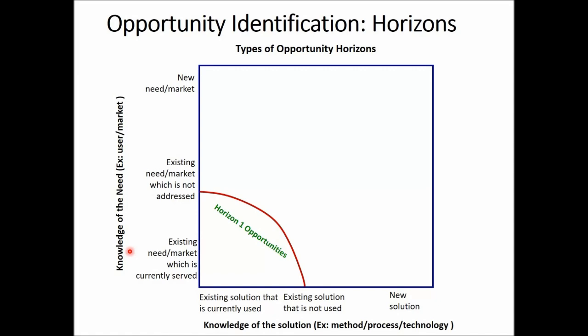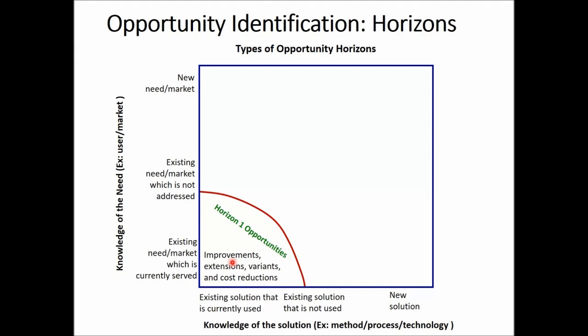Now, horizon 1 opportunities, if you look here, horizon 1 opportunities lie in the region of existing solutions that are currently used. So, the know-how is there, the knowledge of the solution is already there, so we are using it, and an existing need market which is currently served. So, we are serving a certain market and an existing solution is there. So, what you could do in this horizon is doing some improvements, extensions, variants, and some ways of reducing the cost of the product and make it more attractive in terms of price.